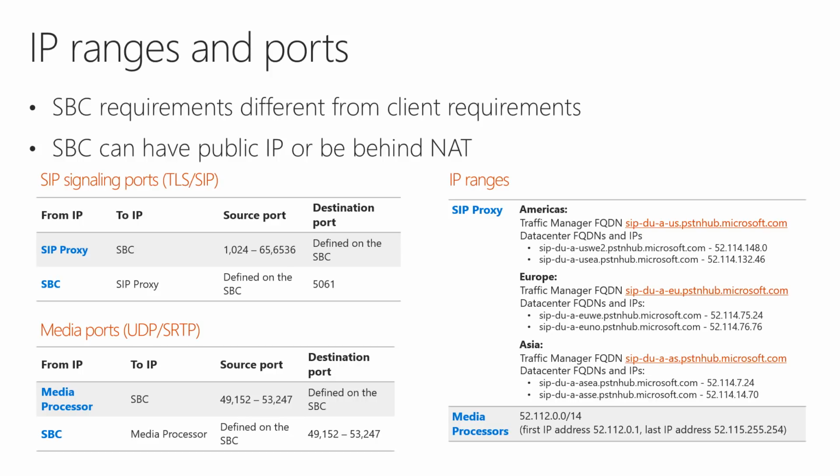The SBC ports are defined on the SBC, and for the media processor ports, you can see the ports here on this slide. Also, the media processors are in the IP range that you can see here on this slide. So from a port perspective and IP perspective, these ports need only to be open to this one range of IP addresses. So you can be sure that your SBC will talk only to these trusted networks on these specified ports. And we highly recommend, for security reasons, to configure your firewall so that the SBC can indeed only talk to these ports and IP addresses.